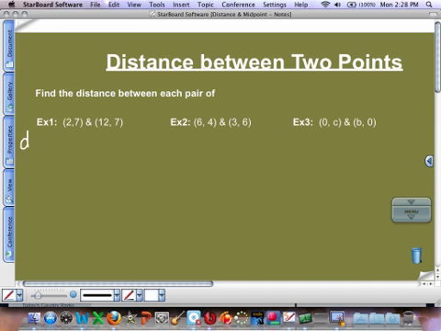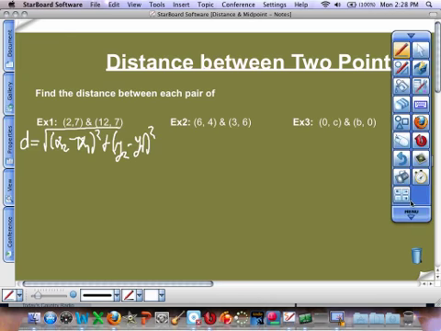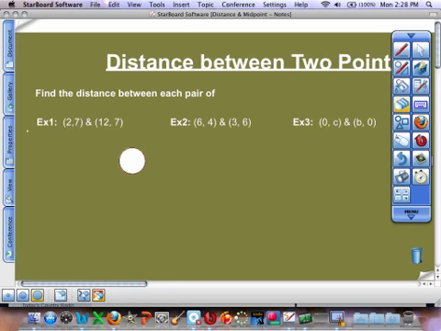Okay, so d equals the square root of x2 minus x1 squared plus y2 minus y1 squared. Wow, that looks like garbage. And I'm done writing on the board. I remember why I don't use that.